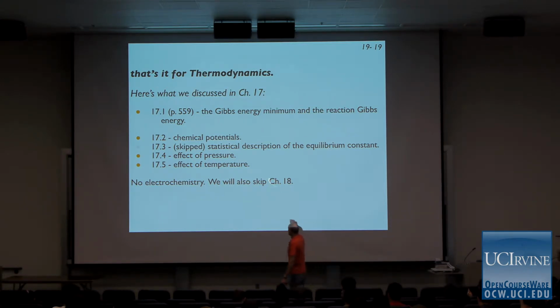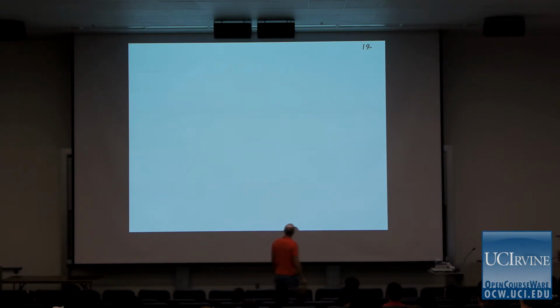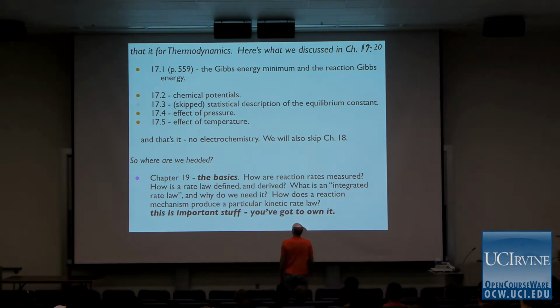Now, we're also going to skip chapter 18. We don't have time for it. It's sort of a transitional chapter anyway. All right, we're going to jump straight to chapter 19, which is about chemical kinetics. The basics. How are reaction rates measured? How is the reaction law defined and derived? What is an integrated rate law? Why do we need it? How does a reaction mechanism produce a particular kinetic rate law? Blah, blah, blah. It's all background on chemical kinetics. But chapter 19 is very important.